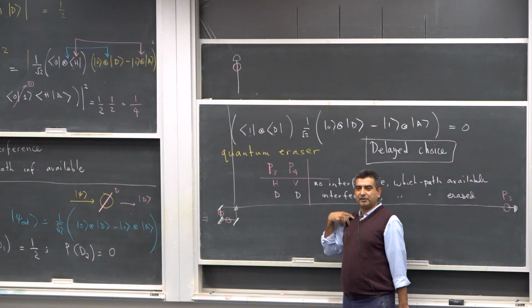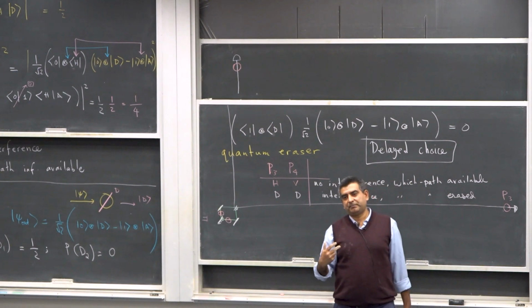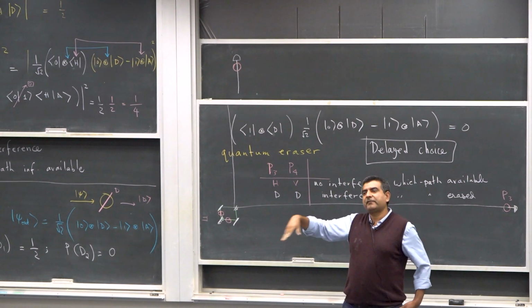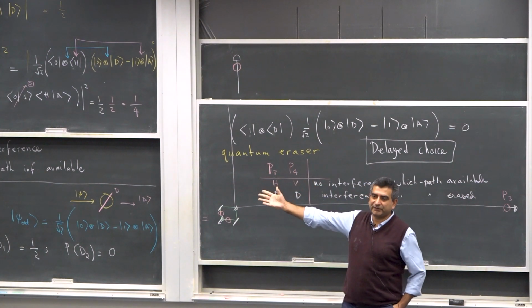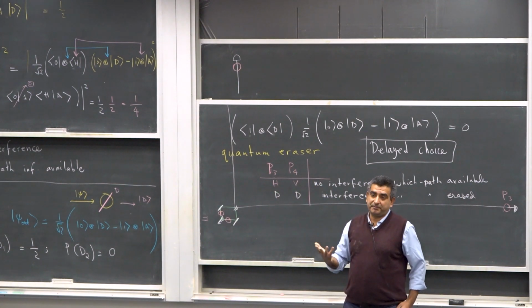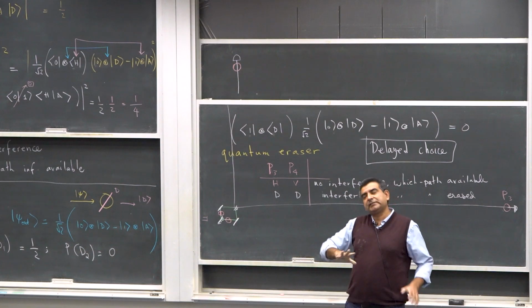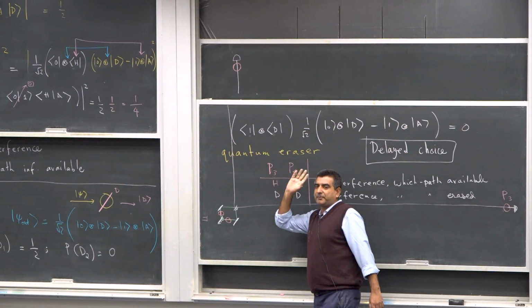It's our choice. We can make a choice later in time. We can erase facts as they were available to us later in time, as the photon has now come out from this interferometer long time ago.